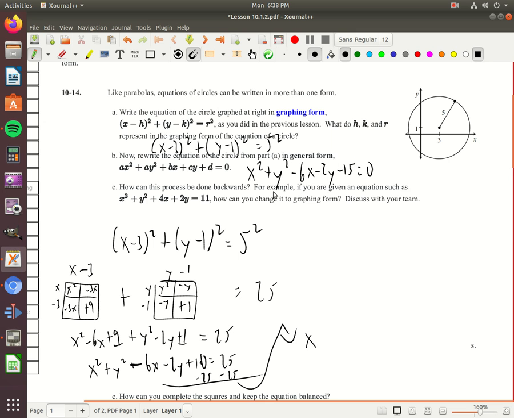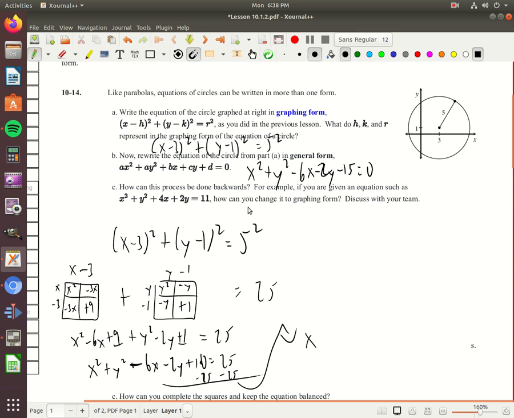And again, just like with the parabola, the important thing to remember is that these are the same circles. When it's in this form, it's much easier to graph than when it's in this form. The question is, if we're given one that's in this general form, how do we put it back into this form? What we're going to do is complete the square.